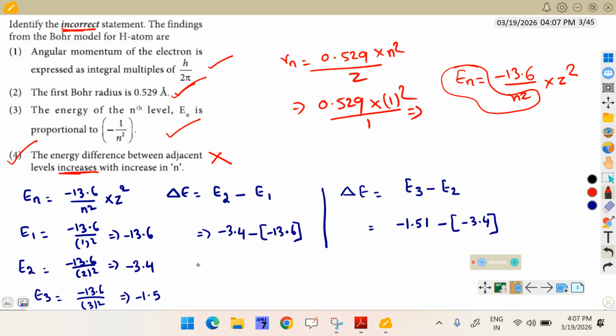See the explanation. Energy of first orbit is minus 13.6, energy of second orbit is minus 3.4, energy of third orbit is minus 1.5. Calculate the energy difference. Here 10.2 is the energy difference. Here calculate the energy difference. Energy difference value is 1.89. From 10.2 to 1.89, the value decreases. So the incorrect statement is the fourth option.